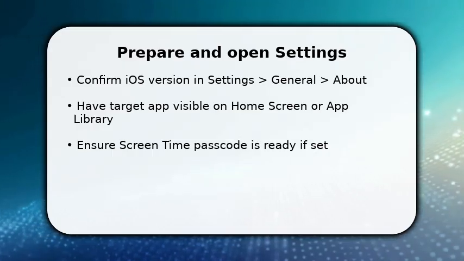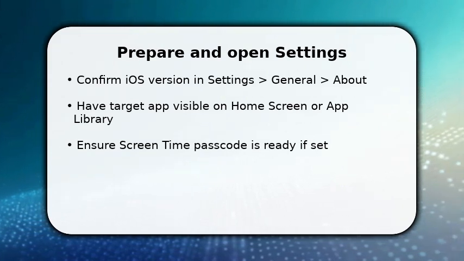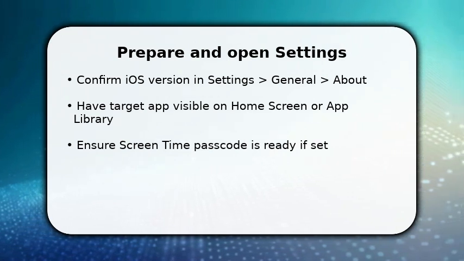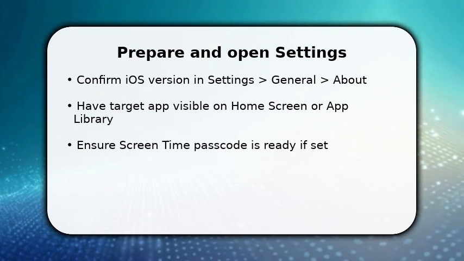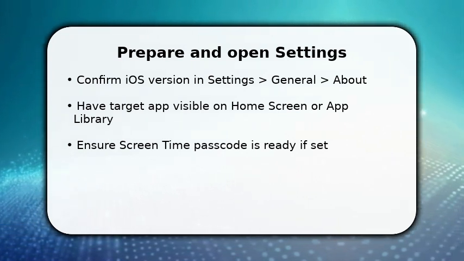You start by confirming iOS is current and the app you want to hide is accessible. Open Settings and navigate to Screen Time. If Screen Time is off, enable it now and set a passcode you'll remember. Once done, tap Content and Privacy Restrictions because these controls let you remove app visibility.